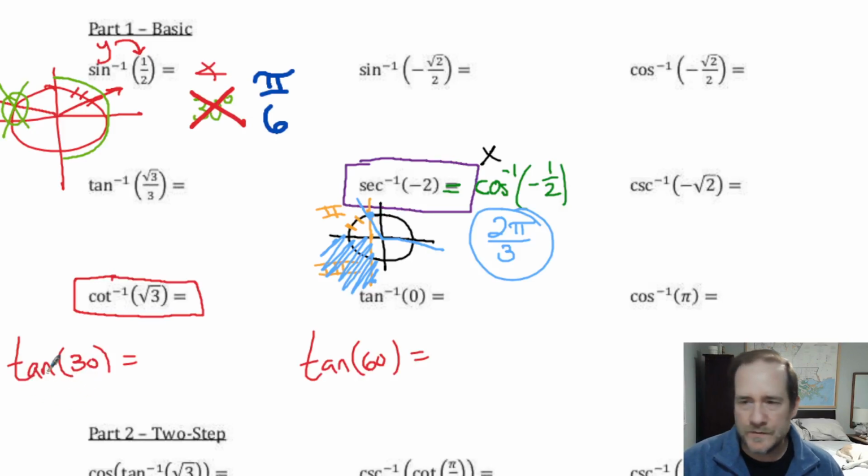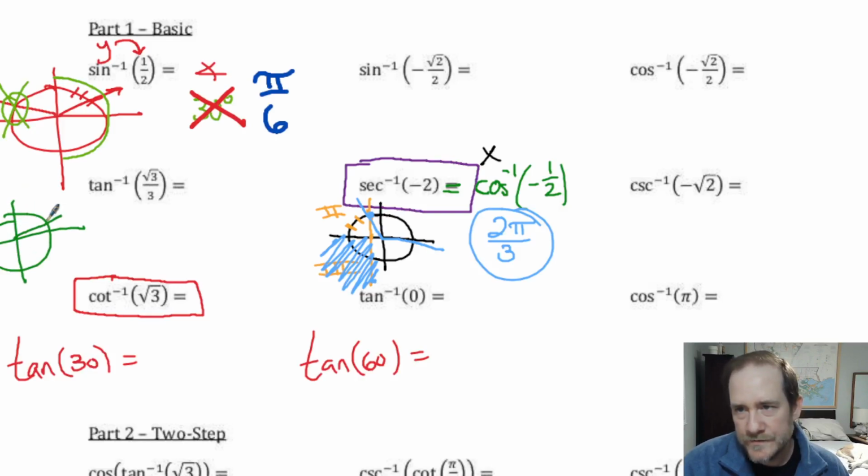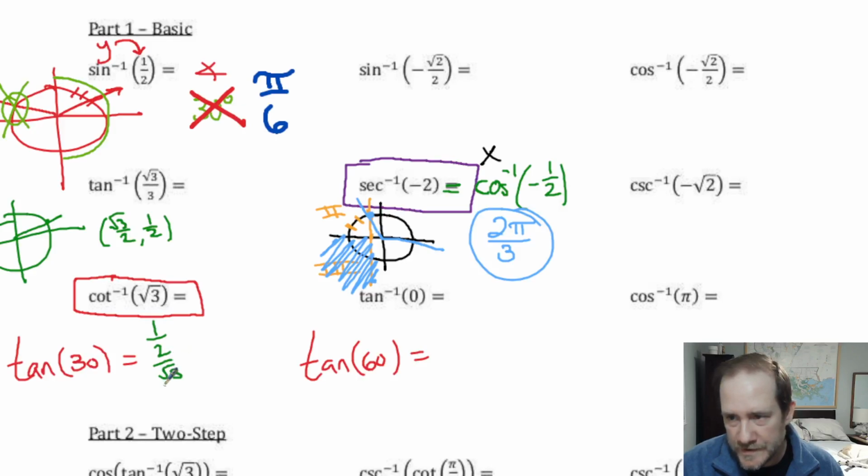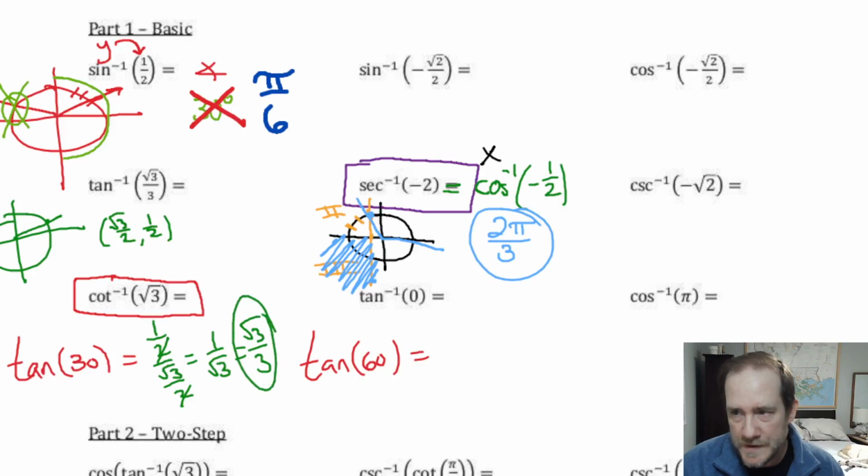So how do you even figure out which is which? Well, probably draw a unit circle. For 30 degrees, that's the one that has a big x value and then a small y value. So that one's root 3 over 2 and then 1/2. And tangent's y over x. So if I do 1/2 over root 3 over 2, I can kill the 2's to get 1 over root 3. Then I rationalize that to get root 3 over 3. So the tangent of 30 is root 3 over 3.